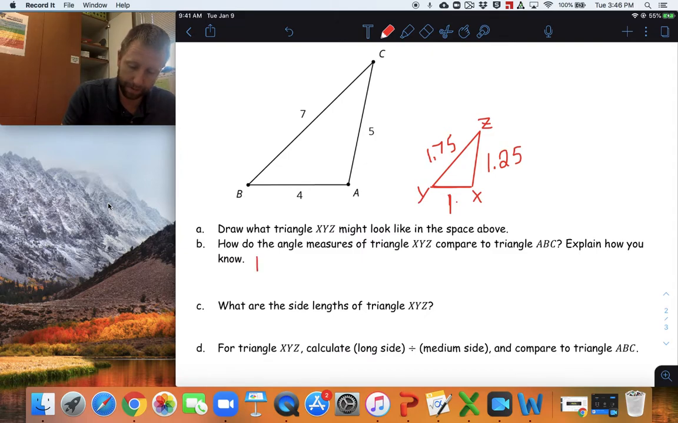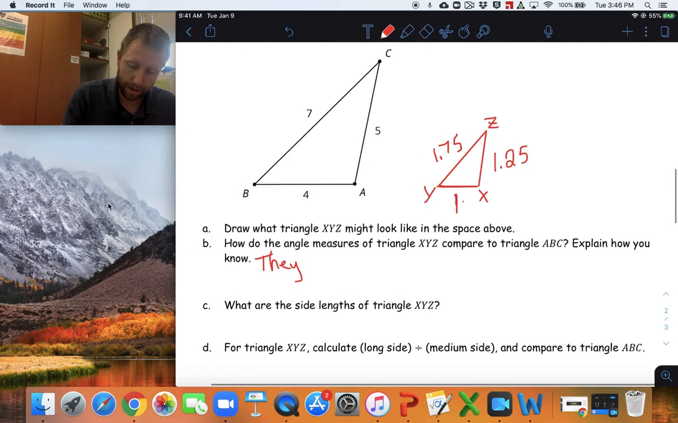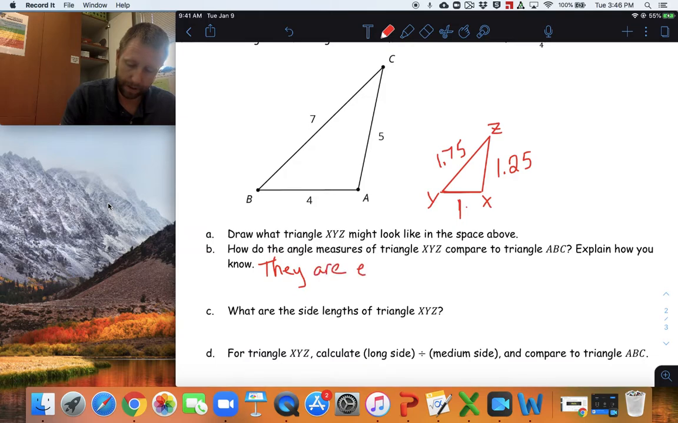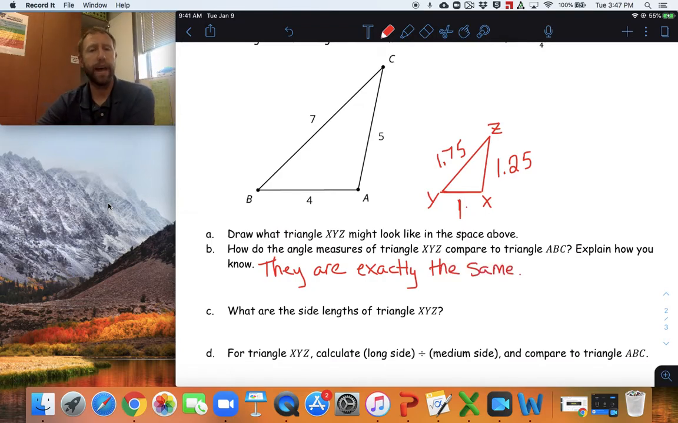So it says, how do the angle measures of triangle XYZ compare to triangle ABC? They're exactly the same. And how do I know that? That was one of those properties of transformations that we learned when we were talking about congruence and similarity all the way back in Learning Goal 1.1G. That's what that whole section was for 1.1, talking about similarity and congruence. One of the things that does stay the same is the angle measures.